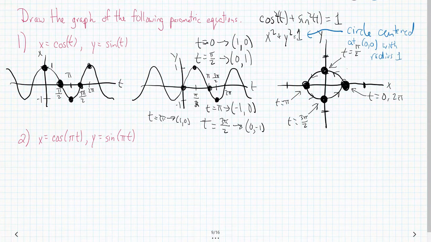Now the one caveat though, where one revolution occurs for the intervals, for every period of 2 pi. Okay.